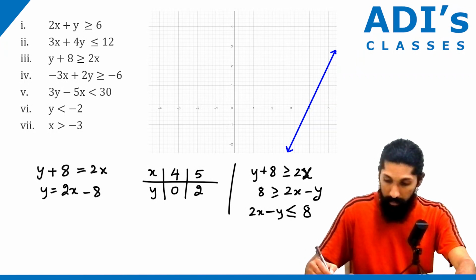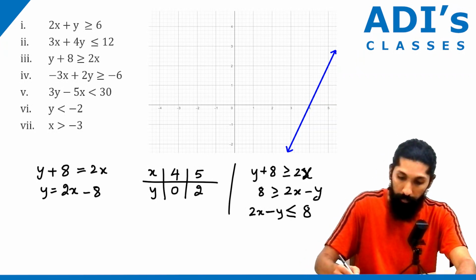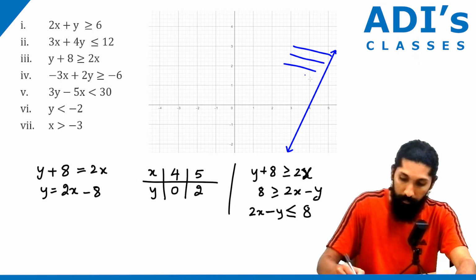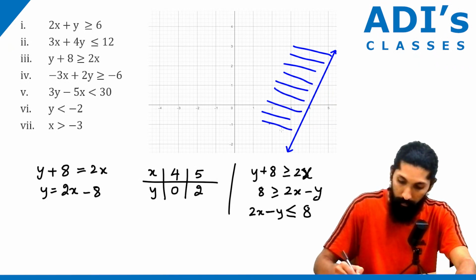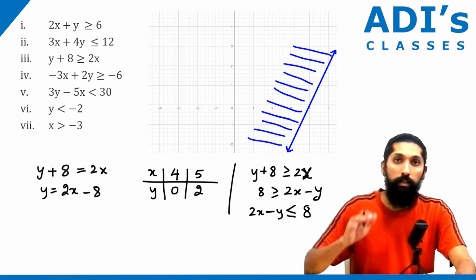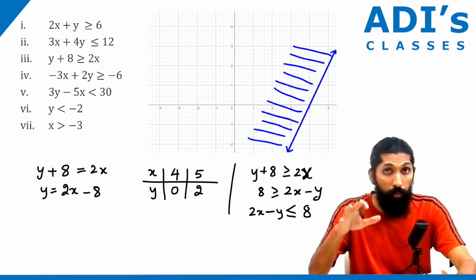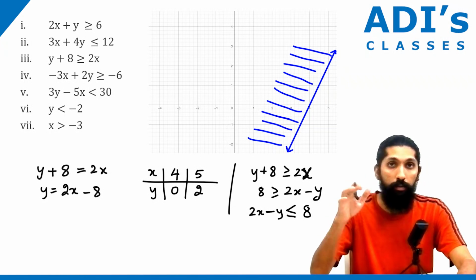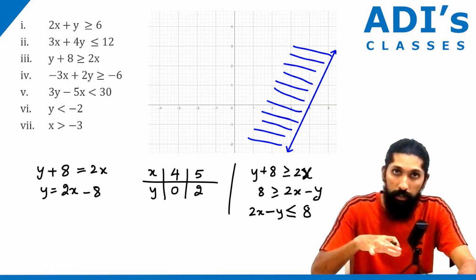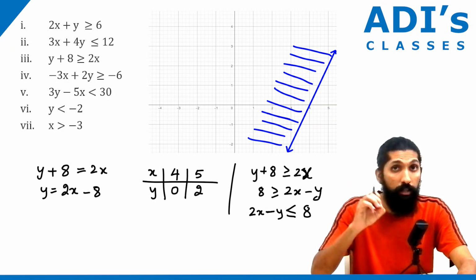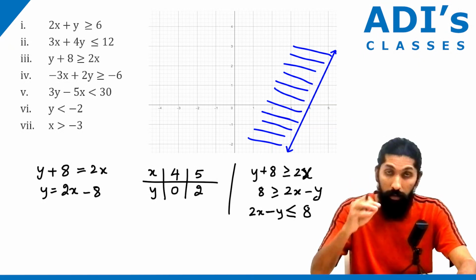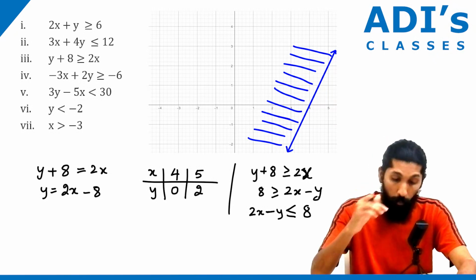So in this case, the region is going to be everything which is less than. That means this side. This is the region, or this is the region what you have to shade to get to know the answer. Okay, so this is the answer for linear inequality, especially the third question. Now let's do the fourth question now.